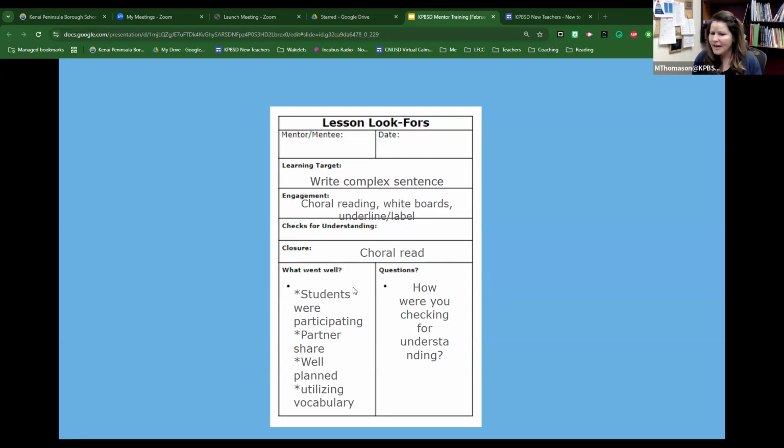Now, I've been barreling through on this Zoom, and I haven't stopped for a second to ask for questions, but now I'm going to stop and ask, are there any questions moving forward using the lesson look fors, your classroom visits, and any expectations for the classroom visits in general? Okay, good.